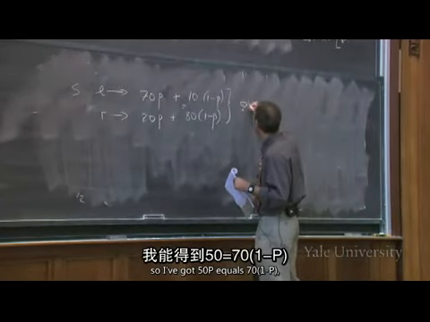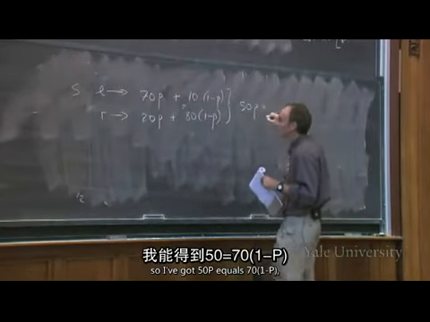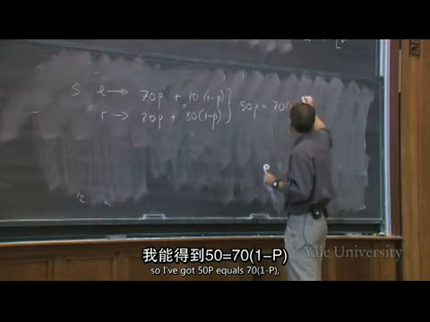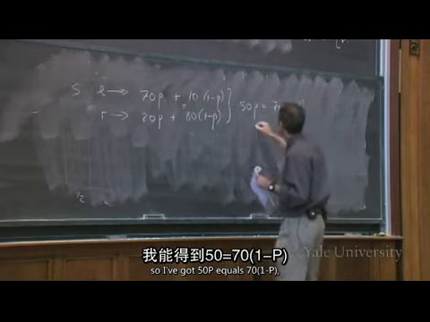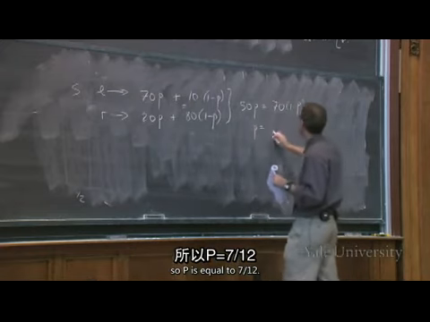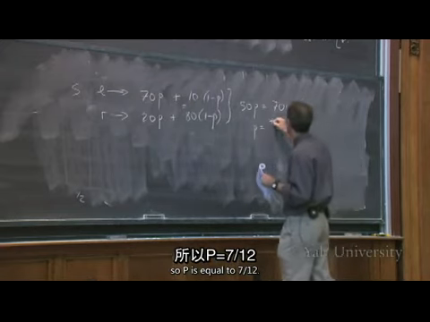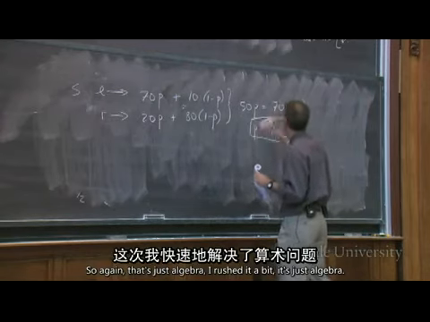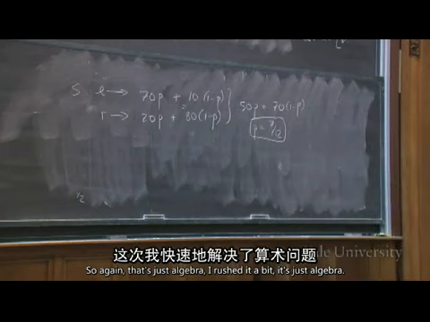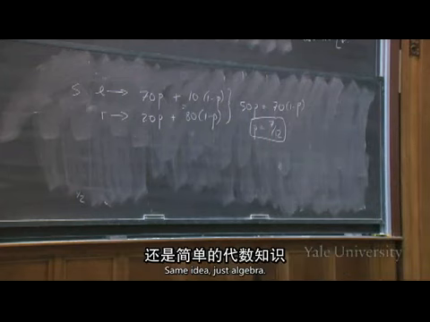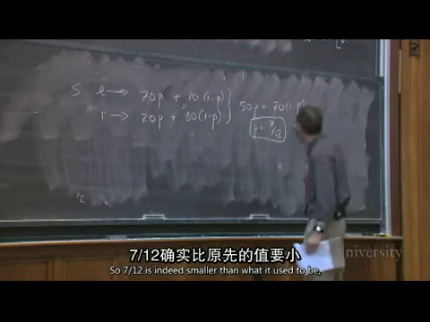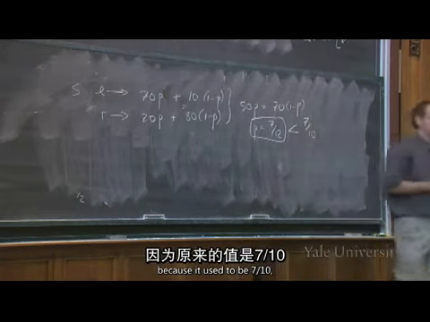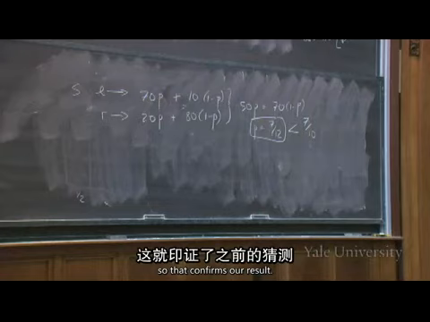So since they're equal, I can solve out and hope that I've got this right. So I've got 50p equals 70(1 minus p). So p is equal to 7/12. So again, that's just algebra. I rushed it a bit. It's just algebra. Same idea, just algebra. So 7/12 is indeed smaller than what it used to be, because it used to be 7/10. All right, so that confirms our result.